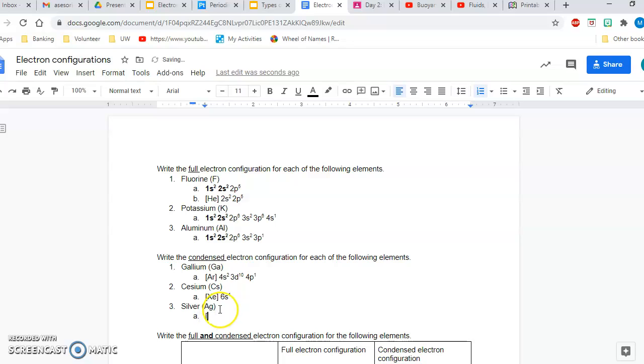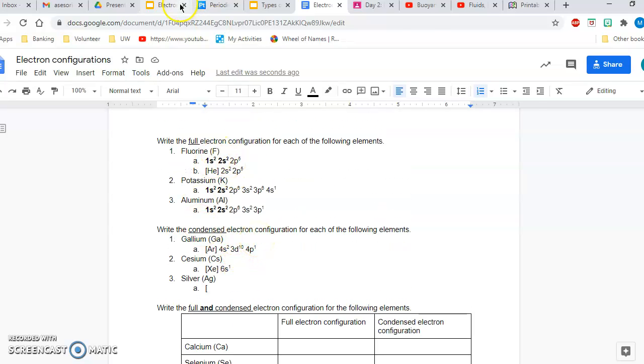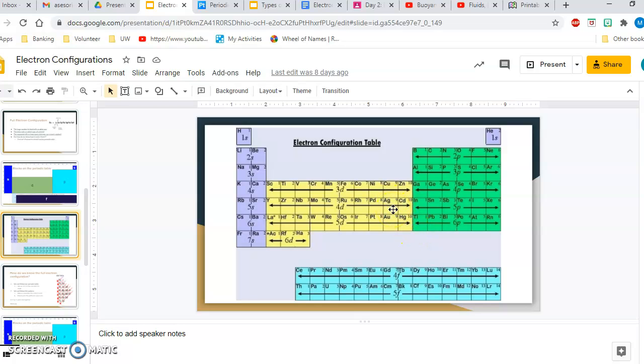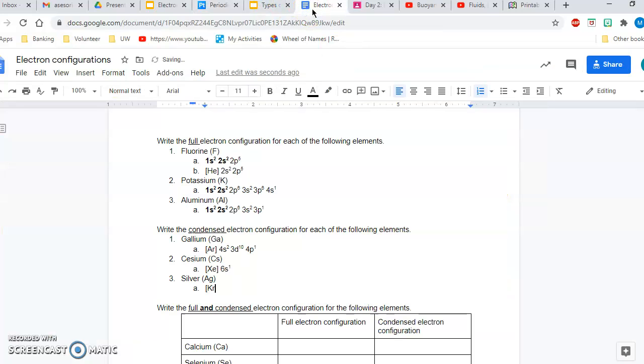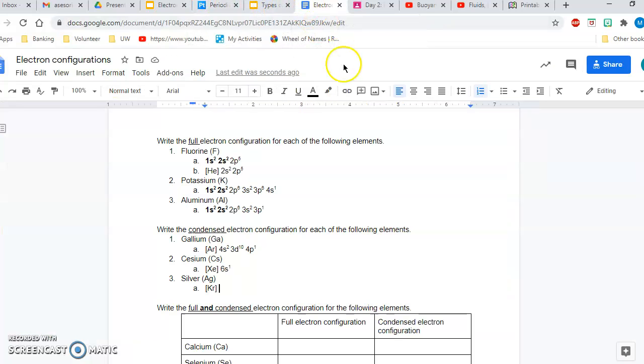Alright, so the last one I'll show you as we are running out of time is silver, and then I think you guys can work through calcium and selenium after looking through these. But silver is Ag. So our nearest noble gas would be krypton. As we're reading our table, the last one that we would have read before Ag in our noble gases would be krypton. So we would do Kr, and then 5s2, and then 1, 2, 3, 4, 5, 6, 7, 8, 9, 4d9. So 5s2, 4d9 is our answer.